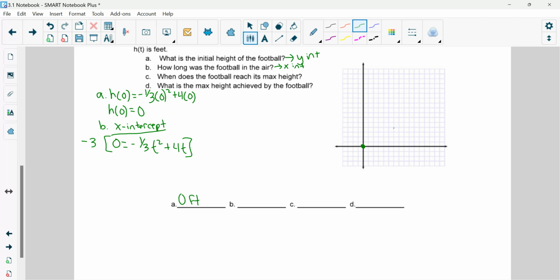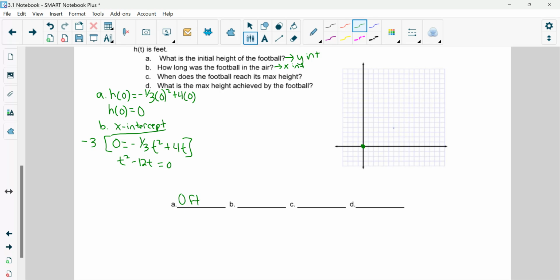So that would give me 0. I'm just going to put the 0 on the right-hand side. Negative 3 times negative 1/3 is positive 1 t squared. Negative 3 times 4 is negative 12t. Now I can look to factor this.